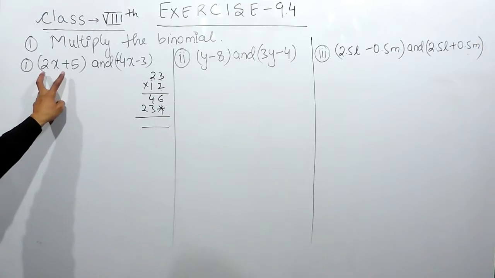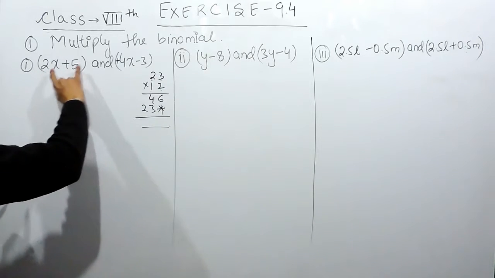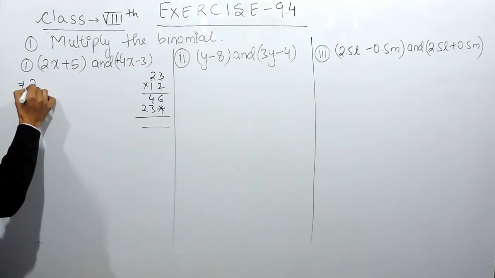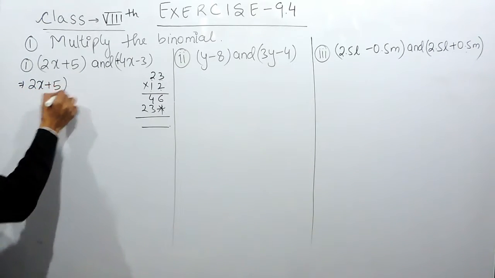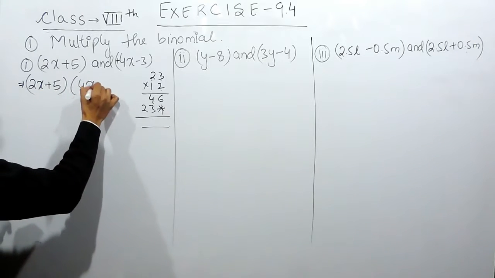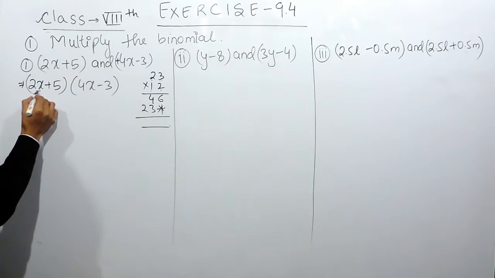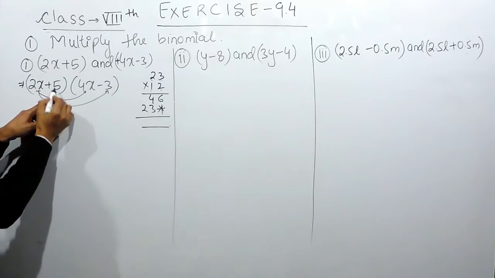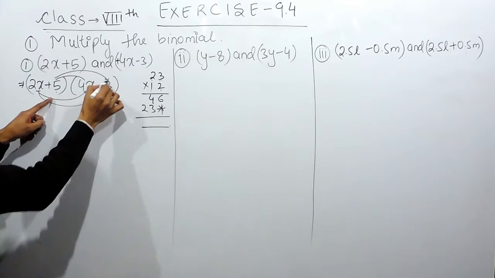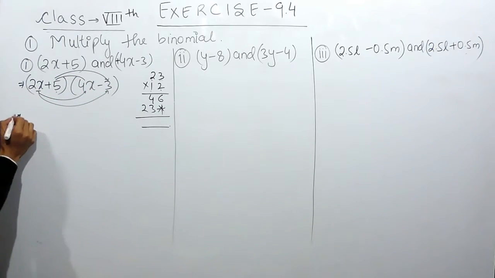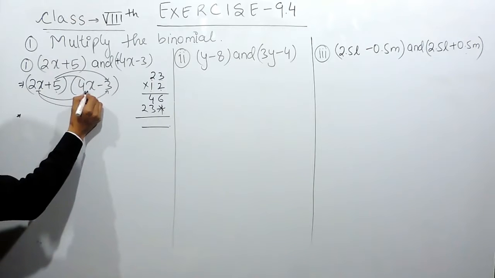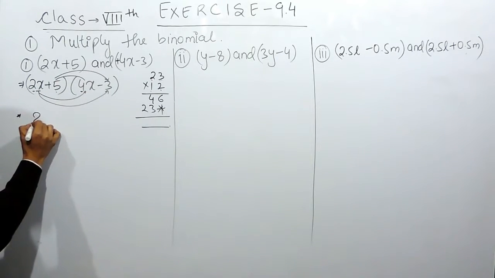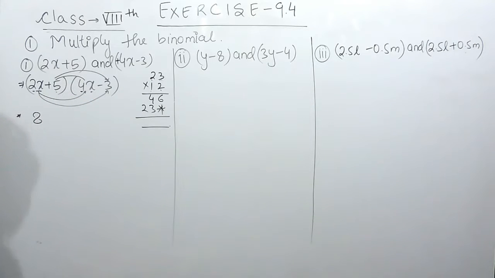So same case with this also. Here are two terms and here are two terms. So if you want to multiply these two terms, 2x plus 5 when multiplied by 4x minus 3, you have to multiply this term with both the terms and similarly you have to multiply this 5 with both the terms. So let's multiply this 2x when multiplied by 4x. So constants are multiplied together. So 2 into 4 is 8 and variables are multiplied together.